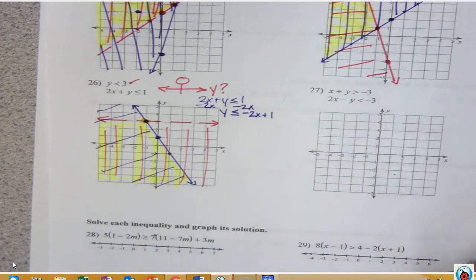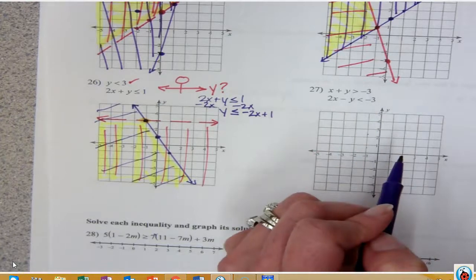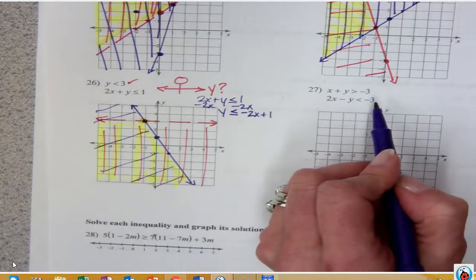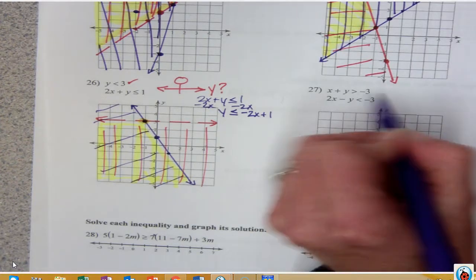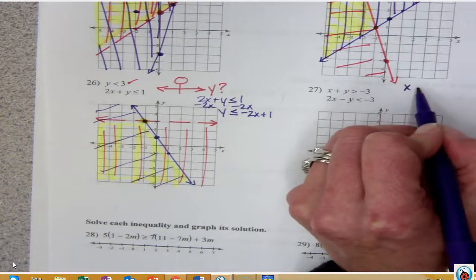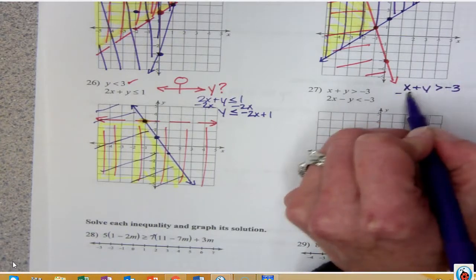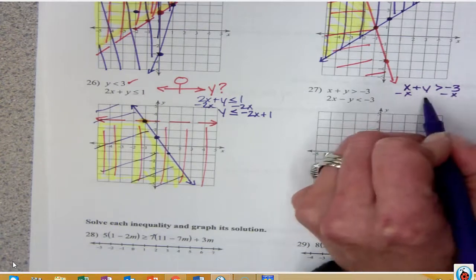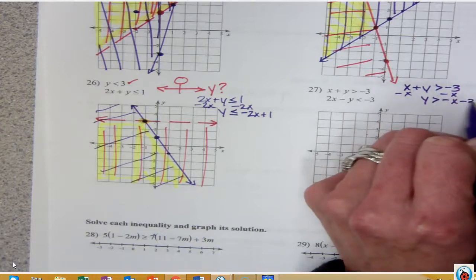Okay, what about here? We've got two in standard form. We've got to move this into slope-intercept form. So we are going to take x plus y greater than negative 3, subtract x. Y is going to be greater than negative x minus 3.